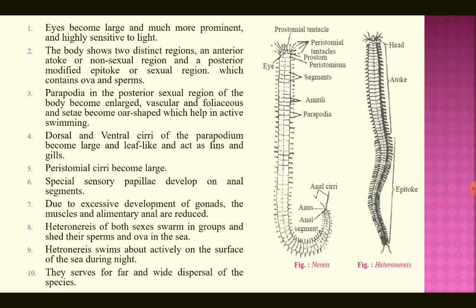The peristomial cirri become large. The sensory papillae develop on anal segments. And due to excessive development of gonads, the muscles and the alimentary canal are reduced. Heteronereis of both sexes swarm in groups and shed their sperms and ova in the sea. Heteronereis swims about actively on the surface of the sea during night, and they serve for the far and wide dispersal of the species.